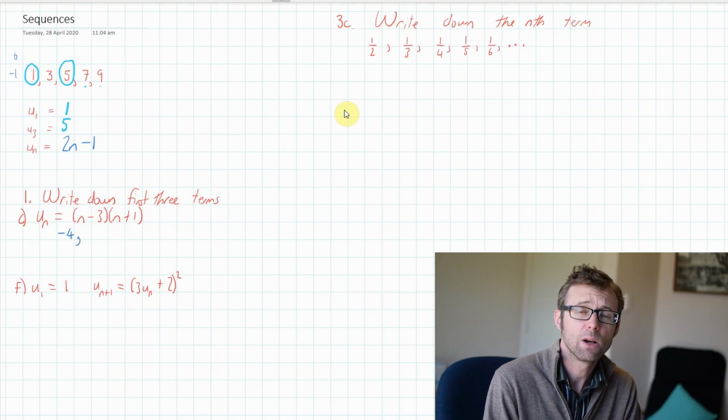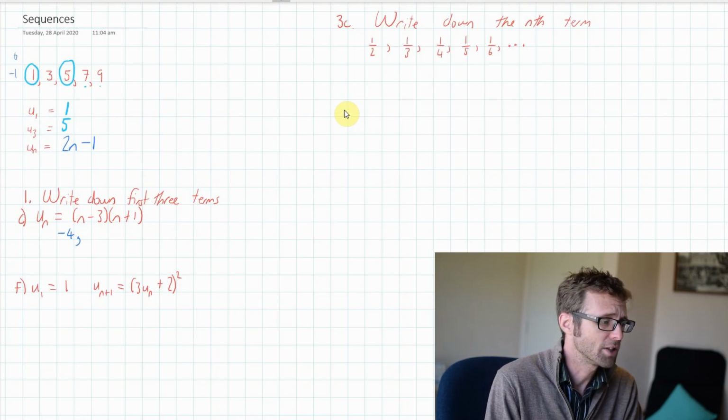Now let's chuck in n as 2. 2 minus 3 is minus 1 times 2 plus 1, which is 3. So it's going to be minus 1 times 3. And our third term is going to be 0, because when we put in a 3 here, that will make a 0 in the first bracket and we'll get a 0 overall since we're multiplying. Okie dokie. Let's move on to F.